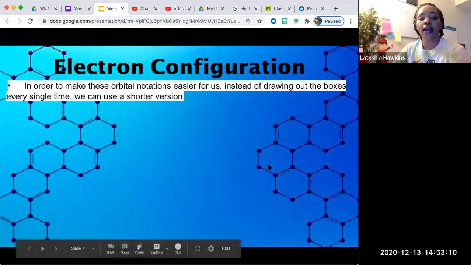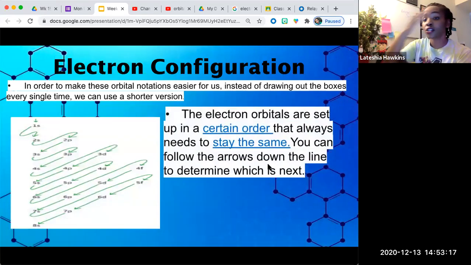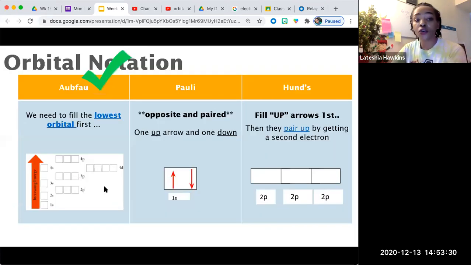In order to make orbital configurations easier, instead of drawing out the boxes every time, we really just start at 1s and proceed all the way through. It stays in this order and must remain in this order every single time. You have already learned and mastered the Aufbau rule. This just says you need to fill your lowest orbital first. You always start at hydrogen, or always start with 1s.